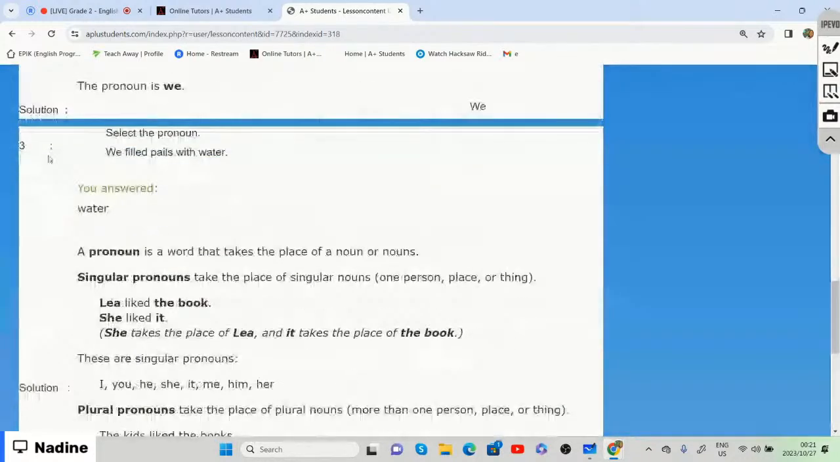All right, so now we need to select the pronoun within that sentence. We filled pails with water. What is the pronoun within that sentence?